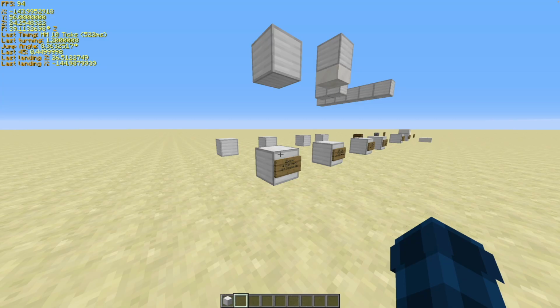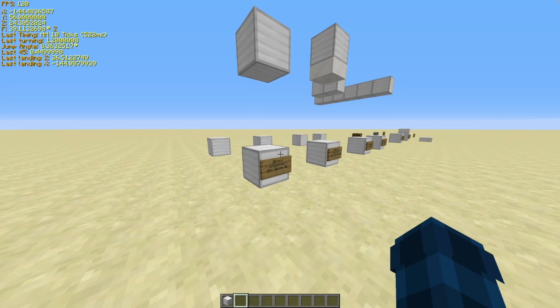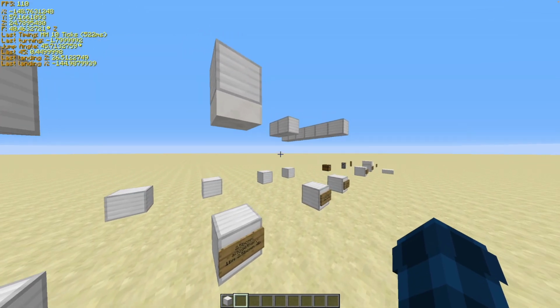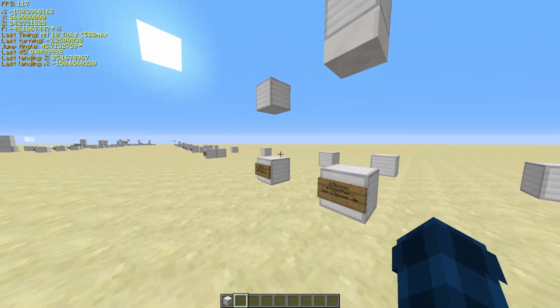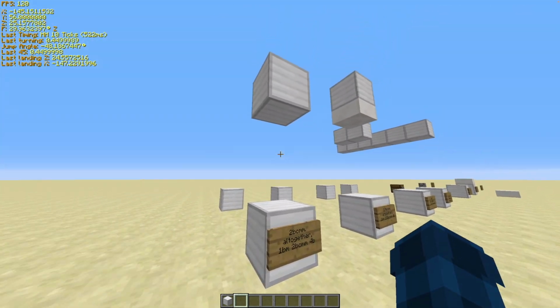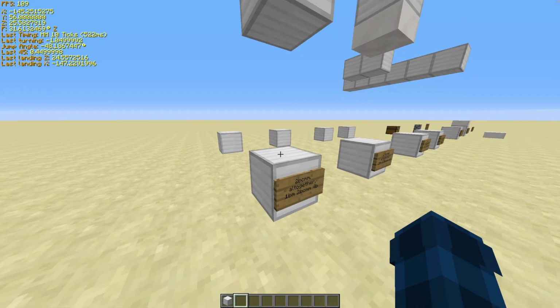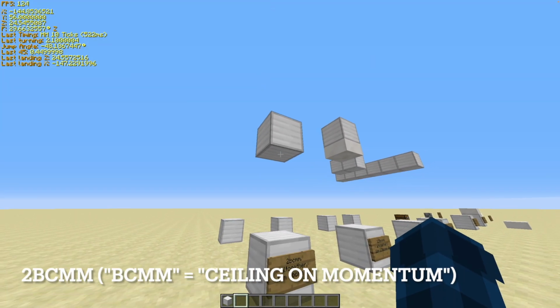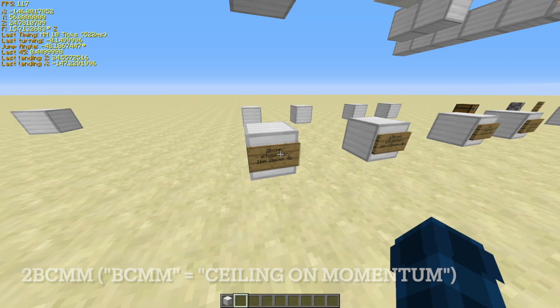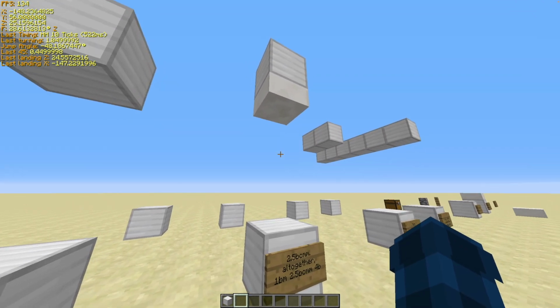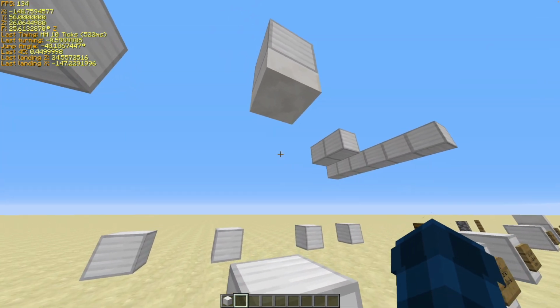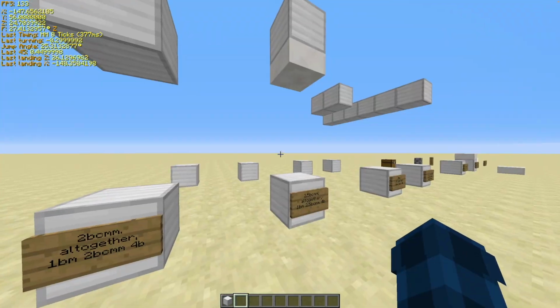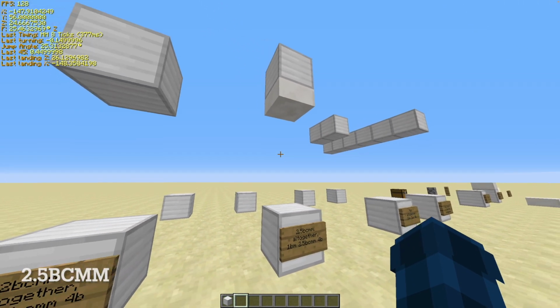Let's talk about some extra components. The first one is ceilings. You can have a ceiling on the momentum, or you can have a ceiling on the jump itself. Those are the 2 different types. For this one, you have a 2-block high ceiling on the momentum. So BC is ceiling, and then momentum is MM, so this is 2BC MM. And then here's another example. This is the same thing, but this time it's a 2.5 block ceiling because it's a slab. So this is a 2.5 BC MM.